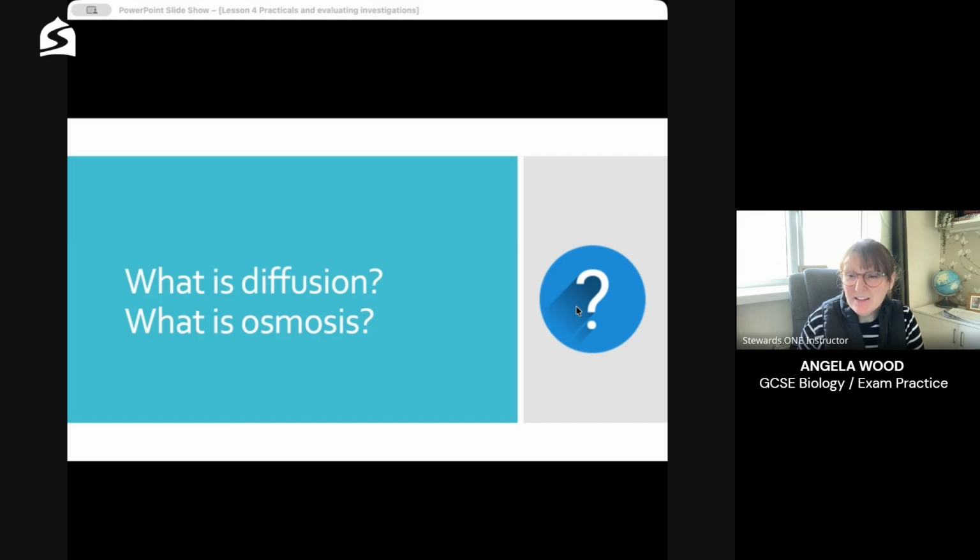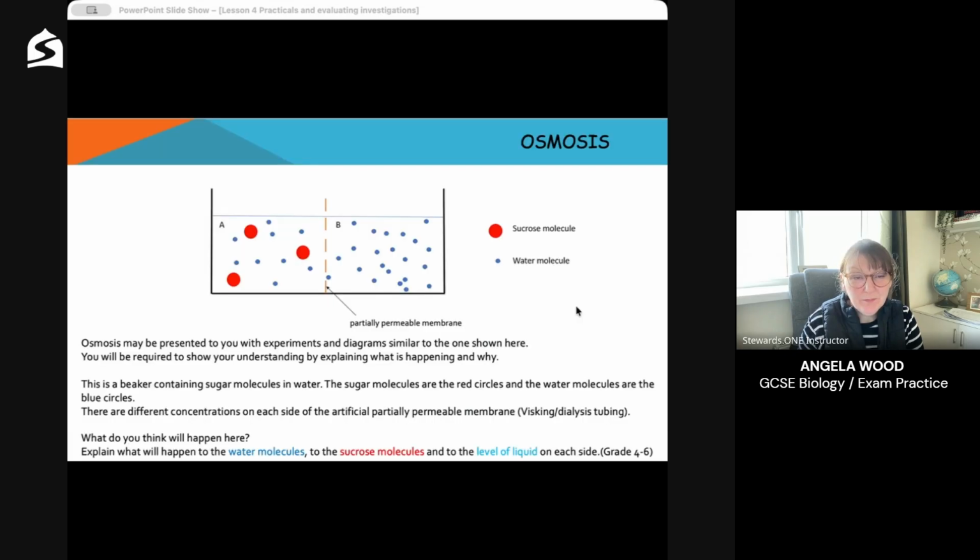Make sure you can compare the three. So you can say what's similar about them, what's different about them. That's a common question. Okay, you might be shown osmosis like this. We've seen this before. We've got a little tank. It's got a partially permeable membrane, an artificial one called visking tubing down the middle.